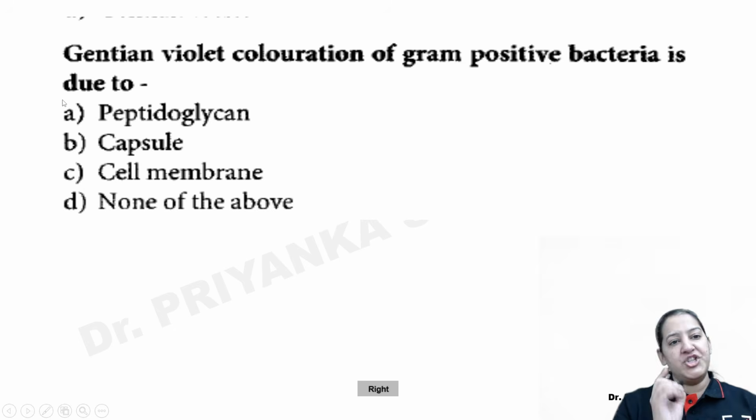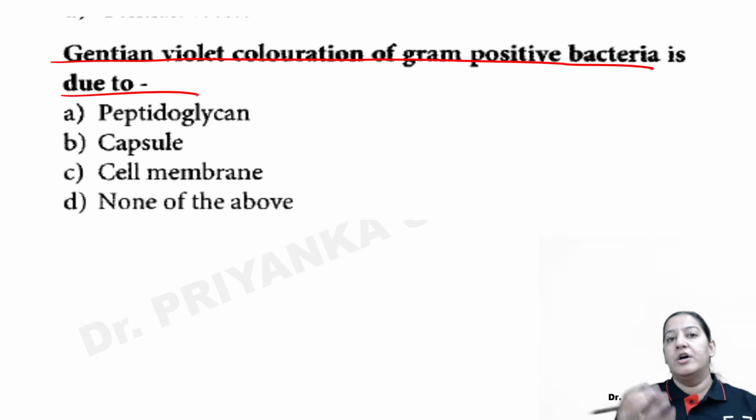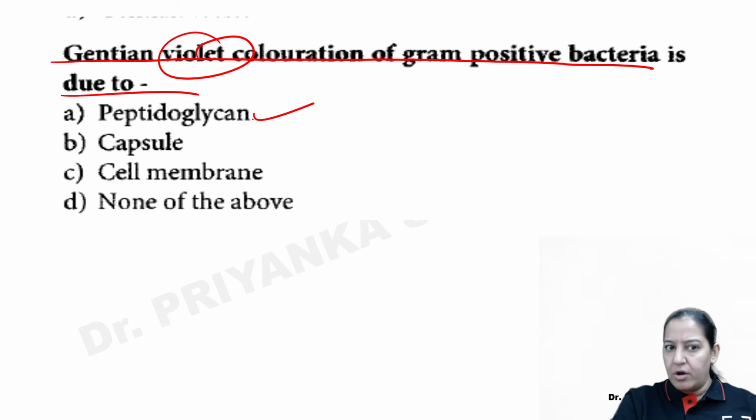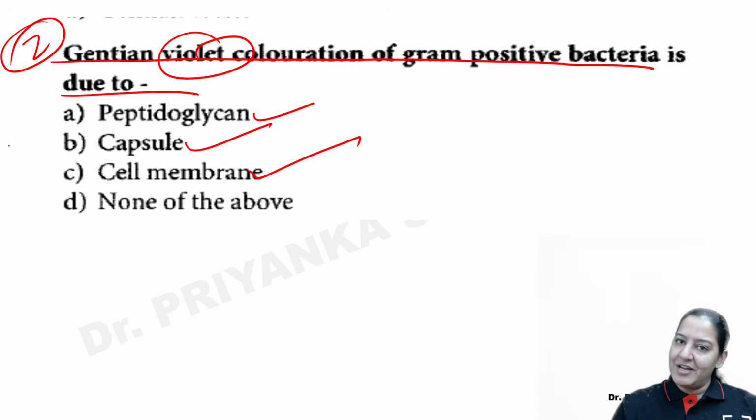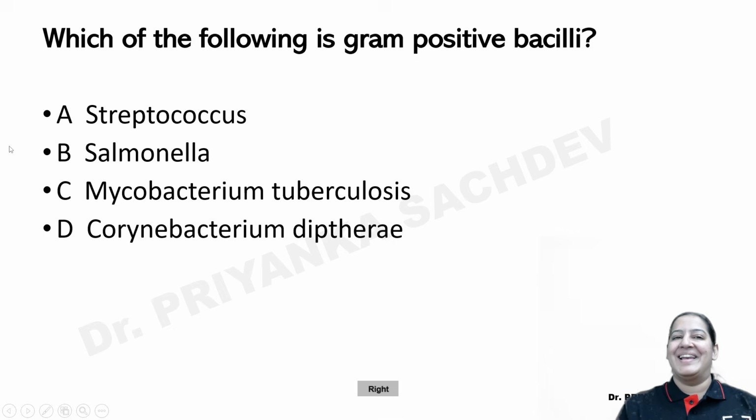Question number 2. Gentian violet coloration of the gram positive is due to what of the cell wall? The violet color is due to peptidoglycan content of the cell wall. Is it due to the capsule of the bacteria or the cell membrane? So this is the principle of the gram staining. This is question number 2. Can you tell me the correct answer? I guess everyone can tell now if you have watched my lecture attentively.